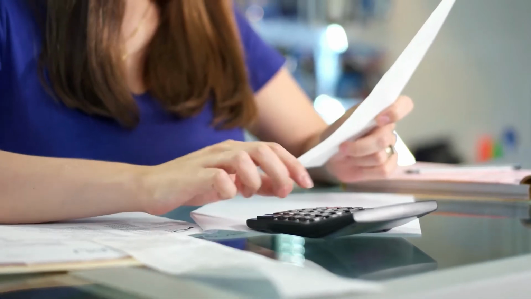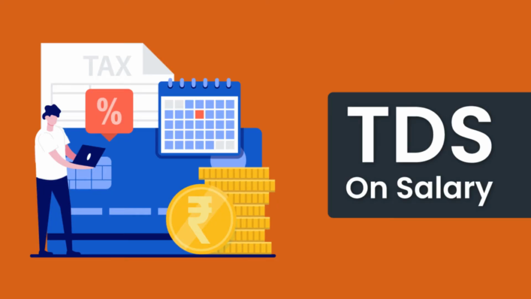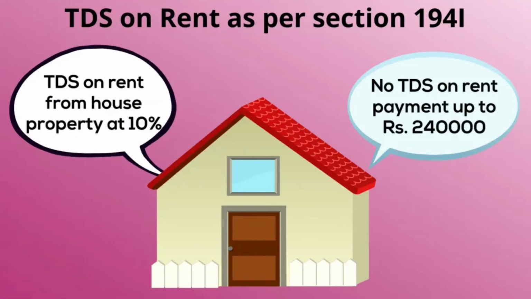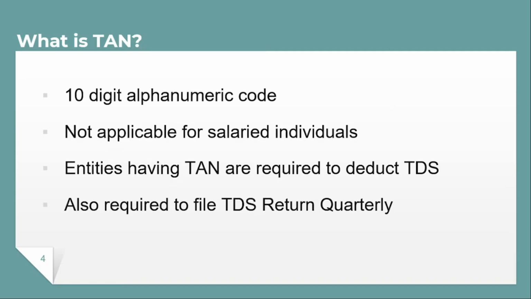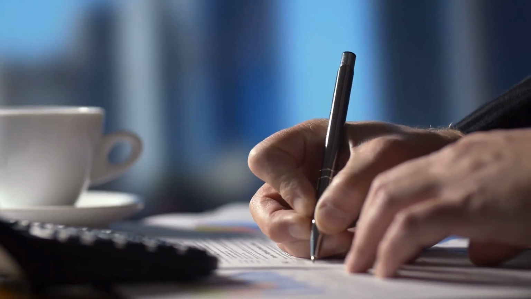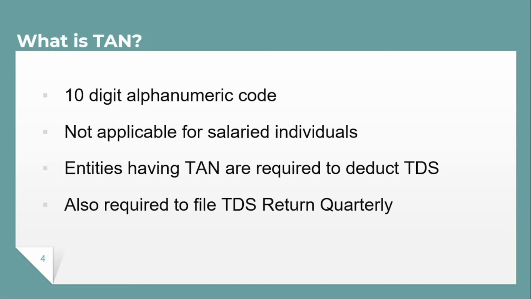Salaried individuals are not required to deduct TDS or obtain a TAN number. In case of corporate and non-corporate entities, TDS is required to be deducted while making certain payments like salary, payment of rent if the rent exceeds 2.4 lakhs per annum, payment to contractors, etc. Entities having a valid TAN are required to file TDS returns quarterly. Our TDS experts can help in the computation of TDS and ensure compliance with the various TDS rules and regulations.